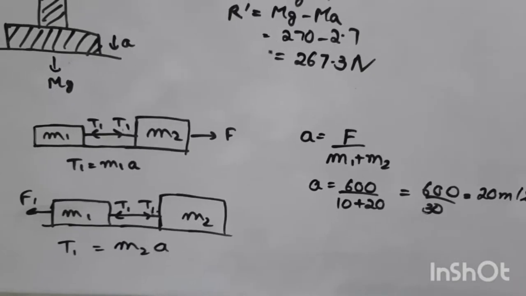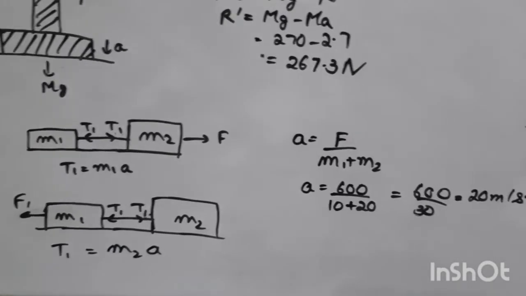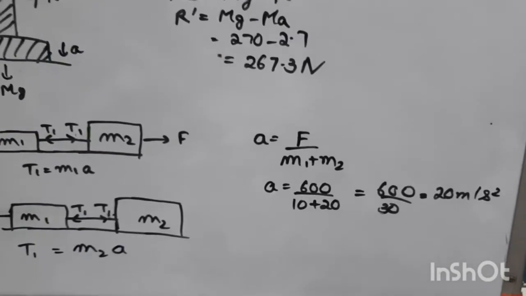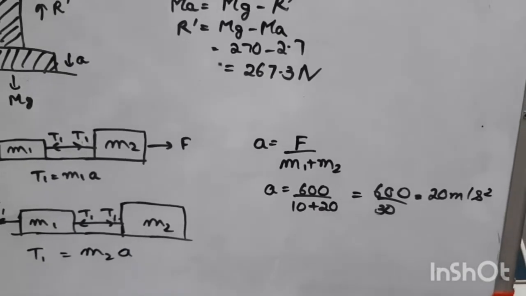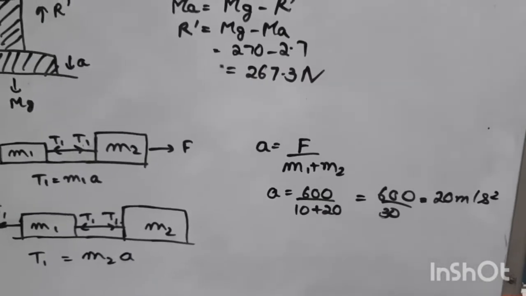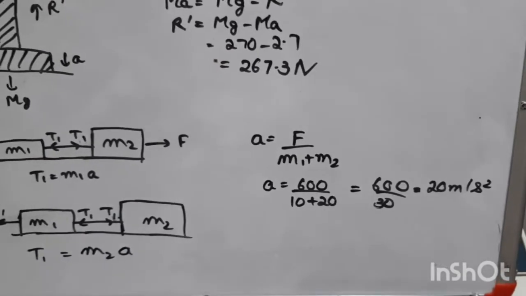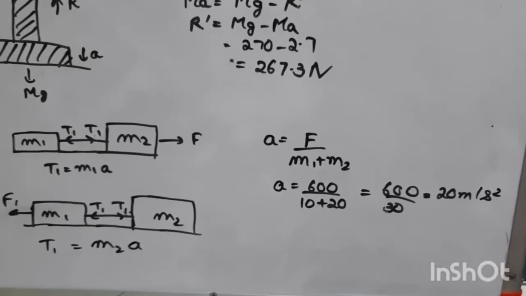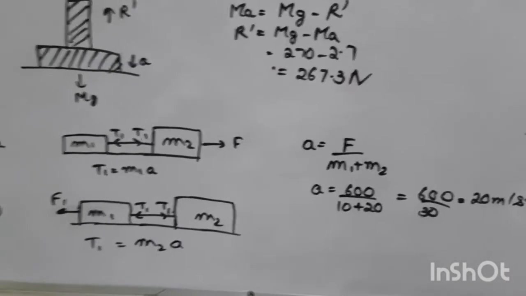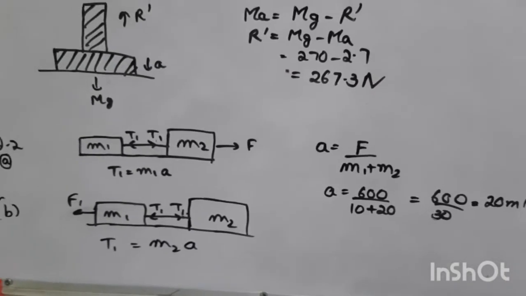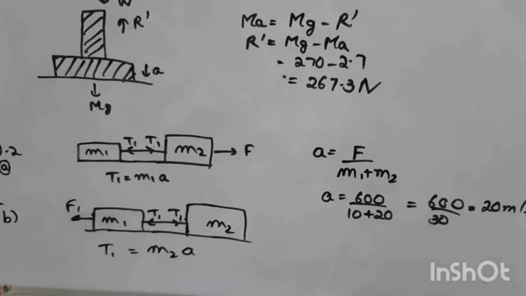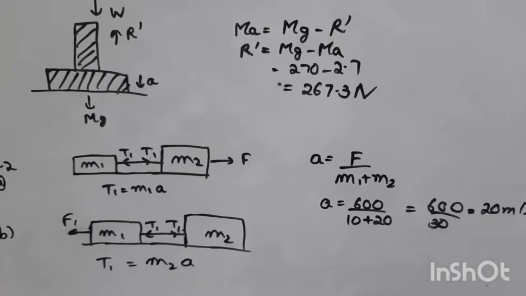Now we have the value of m1 and m2. We will calculate the value of acceleration. The acceleration will be equal to force upon total mass. Here in the question the force has been given as 600 Newton. So the acceleration comes out to be 20 meter per second square, and by putting the value of mass and acceleration, you can simply find the tension in the two cases.